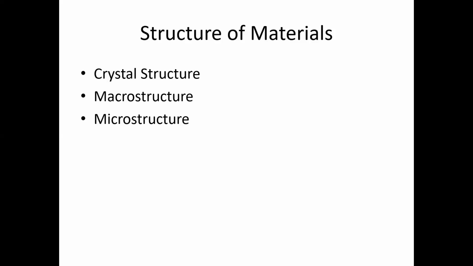In subsequent units we will learn about macro and micro structure. When you are learning the macro and micro structure of a material, that terminology is called metallography. So that we have to learn in subsequent lectures or subsequent units.